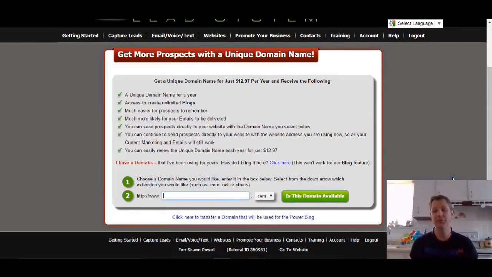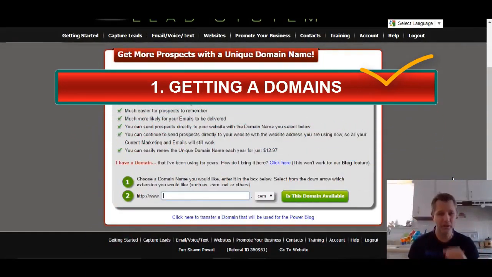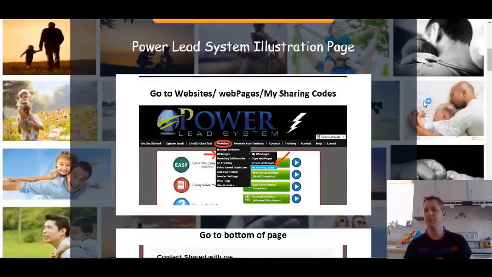Y'all, this really literally covers the domain section. That's all you really wanted to do, just making sure that you go ahead and get your domain connected into Power Lead Systems. And by doing this through here, it is the easiest way to do it. Now, we're starting already in part 2. This don't take no time at all.